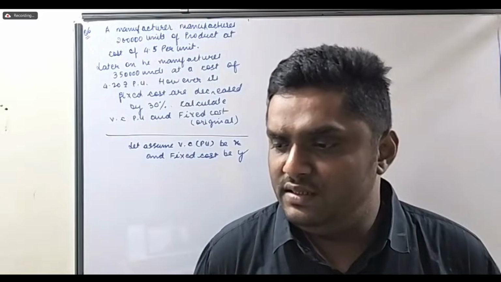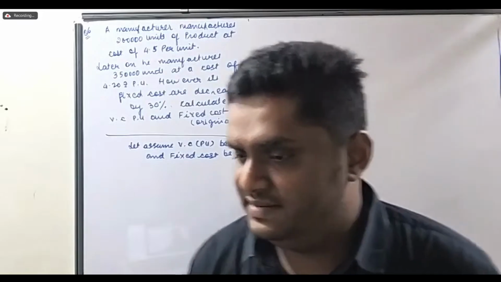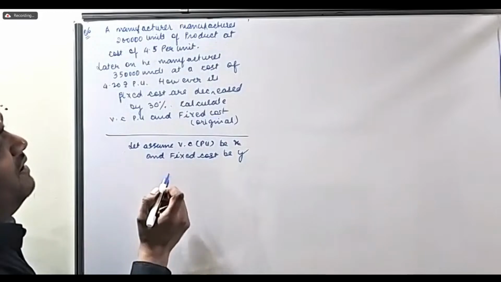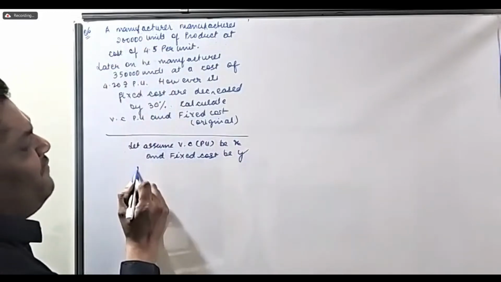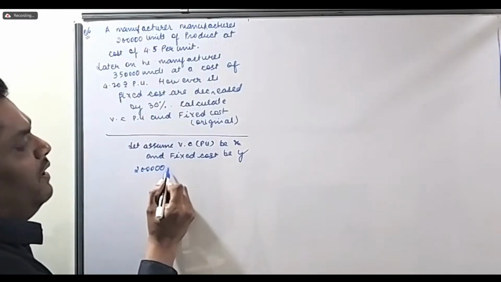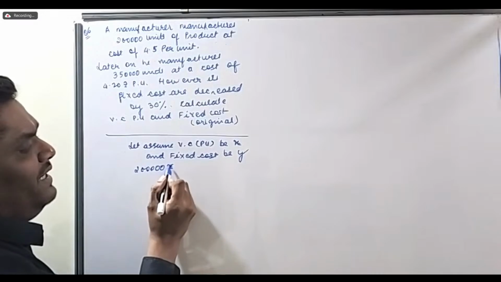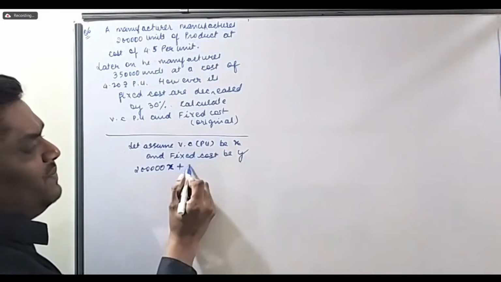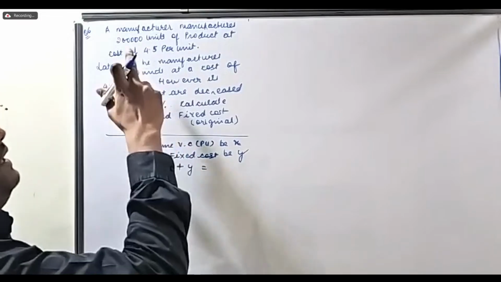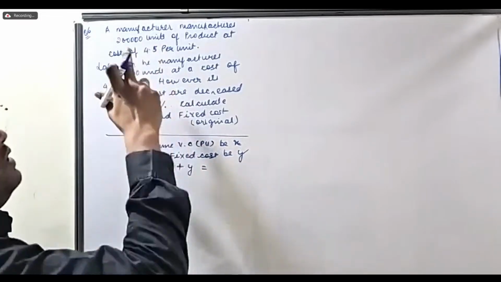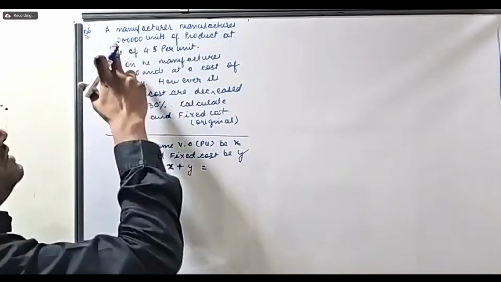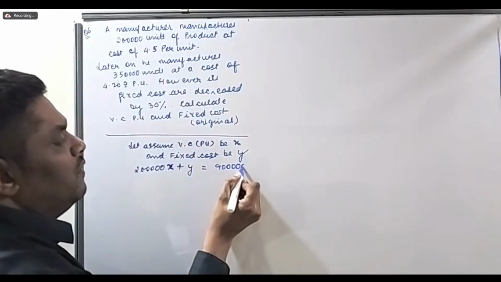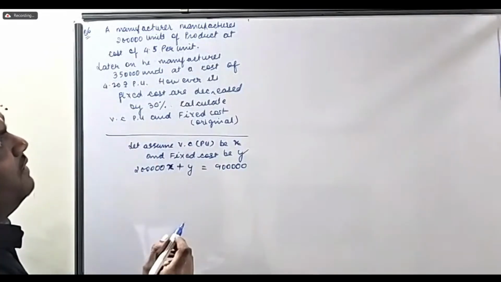Anyone ready with answers? So in the first year, my units manufactured are 2 lakh into the variable cost per unit, that is X. So this will be my total variable cost plus my fixed cost is Y. And total will be what? The total cost is variable cost plus fixed cost, that is 2 lakh into 4.5, that is 9 lakh. This is for my first year.